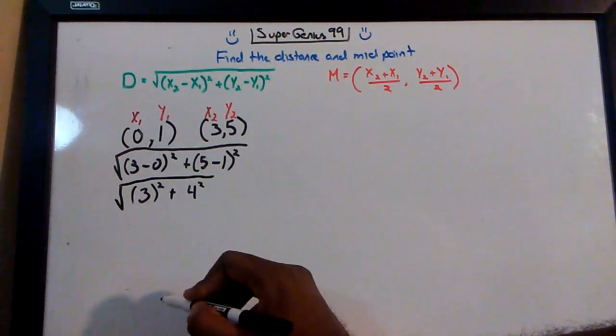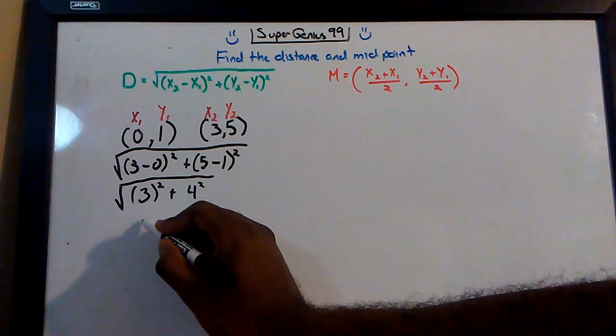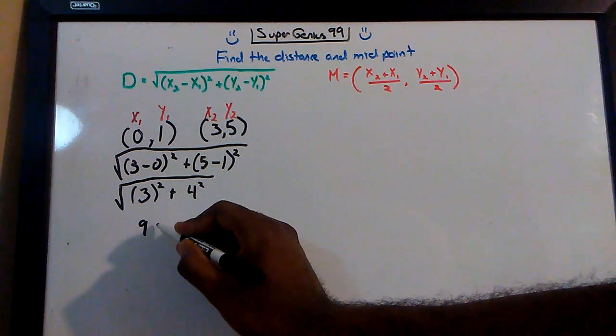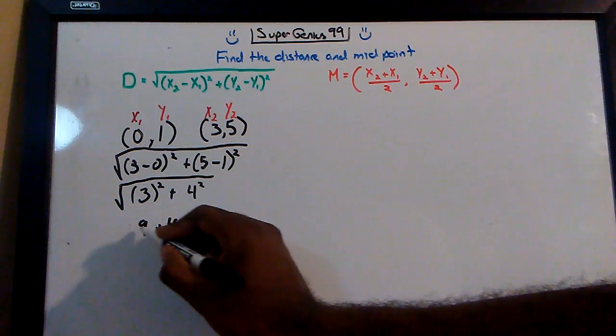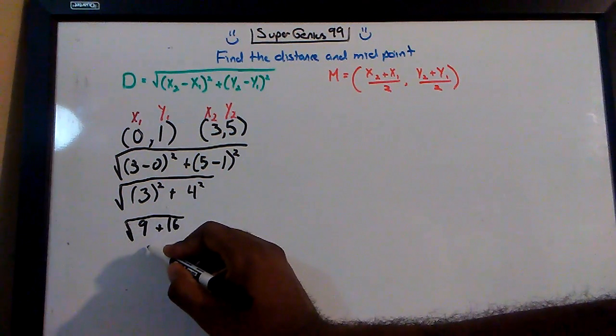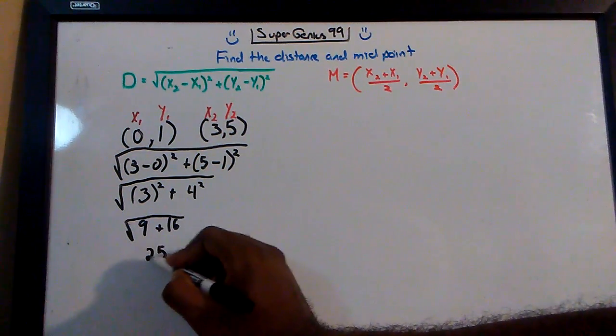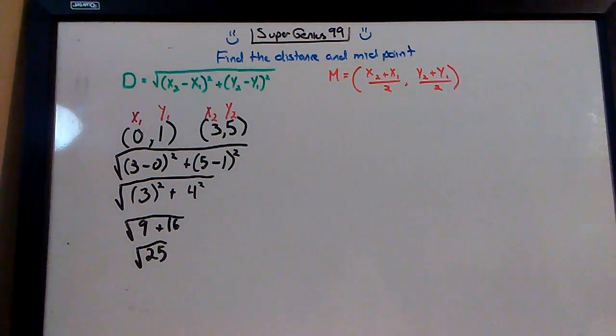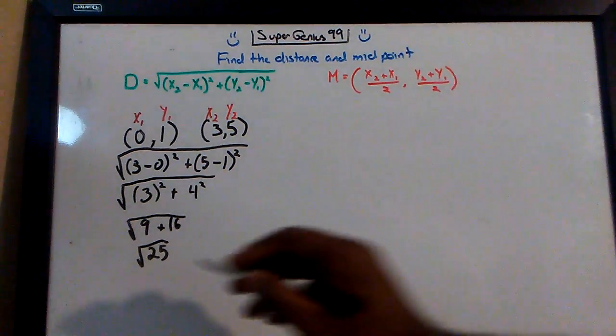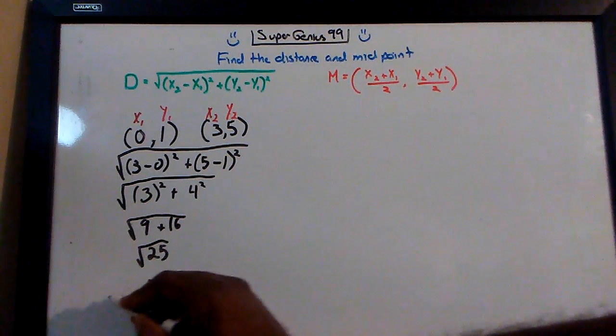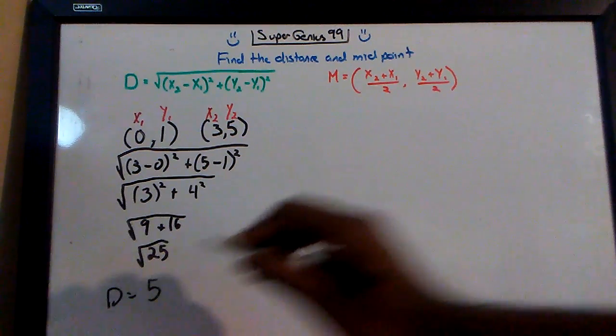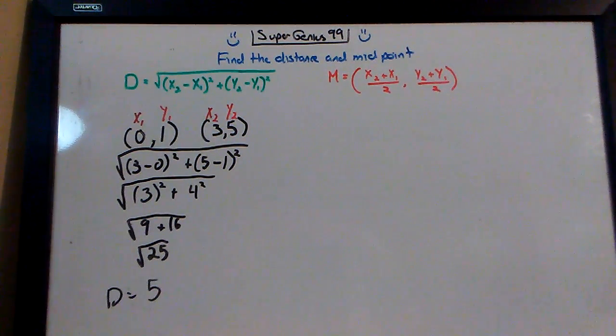So 3 squared is 9. 4 squared is 16. 9 plus 16, 25. And the square root of 25 is 5. So the distance between the points 0, 1 and 3, 5 is 5.